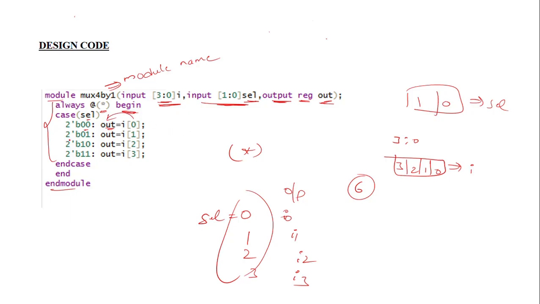If the select line is 0, 1, so 2 tick B 0, 1 means whatever the size of the bits is, it will be represented here. B is nothing but binary, it is a binary format. So 2 tick B 0, 1, output will be assigned I of 1. Like that you can write the different combinations from our truth table.